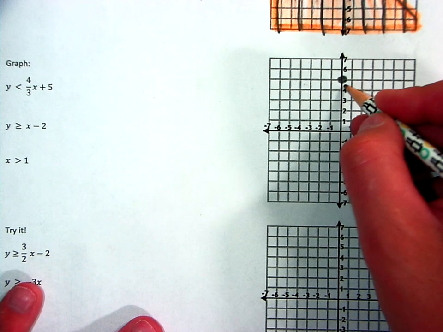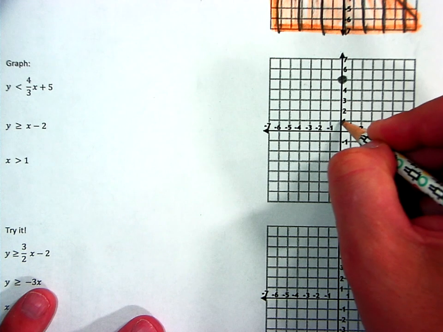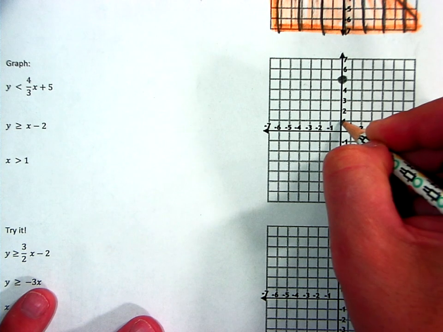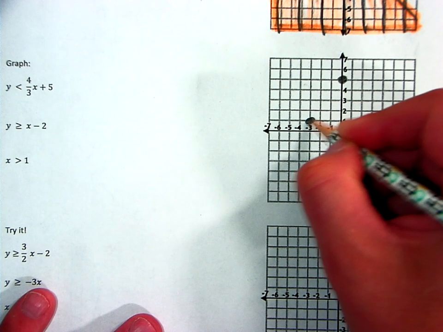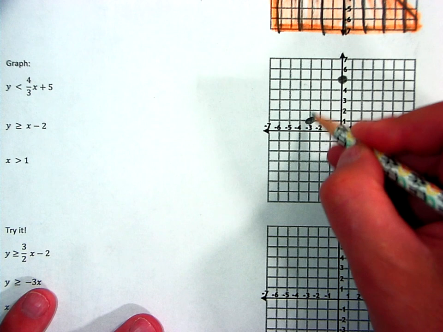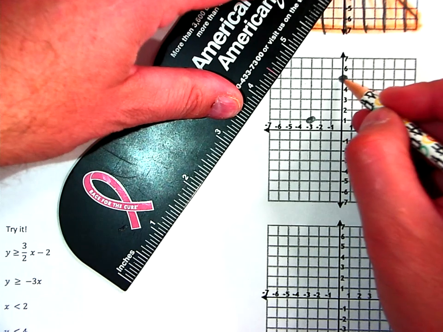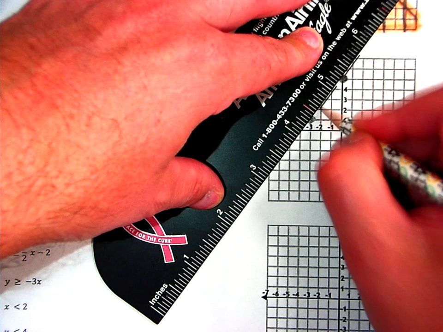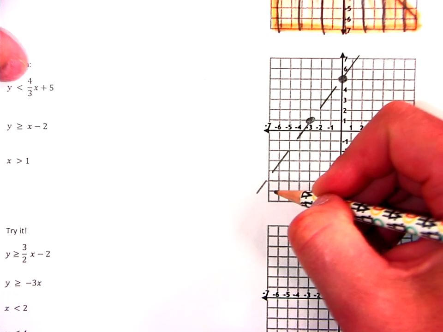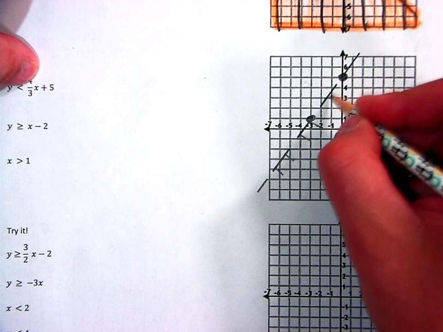From here, I'm going to go down 4. 1, 2, 3, 4. And to the left 3. 1, 2, 3. Because really, from this point here, I'm going up 1, 2, 3, 4 to the right 3. So it's still the same slope. It just unfortunately did not fit on this graph. And this is going to be a dashed line too. It's less than, so I know it's going to be below it. So I'm just going to get it started below it.